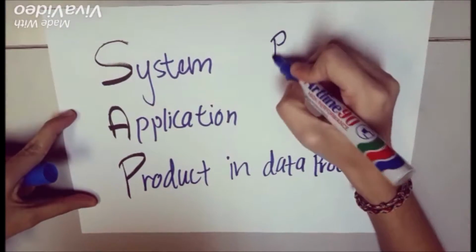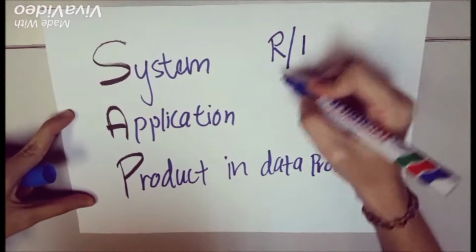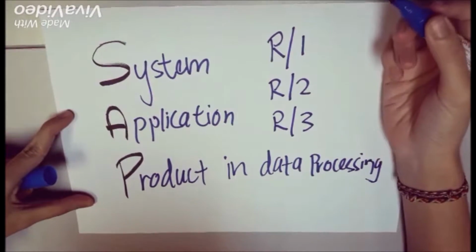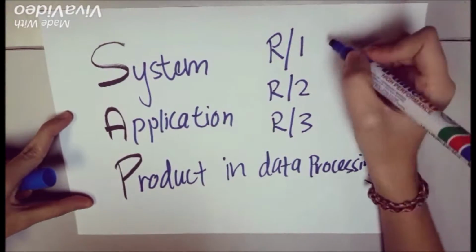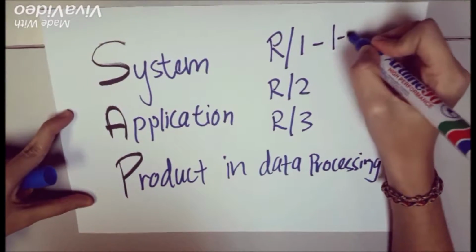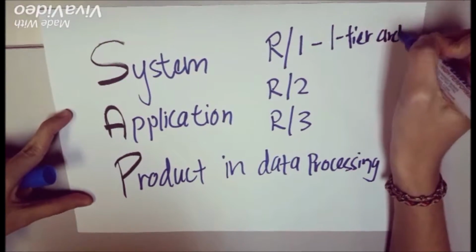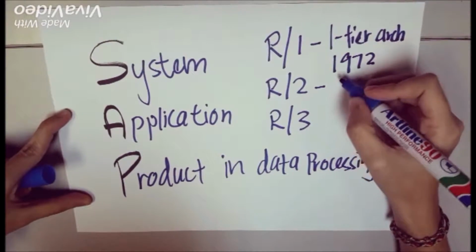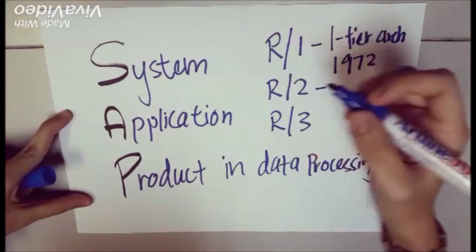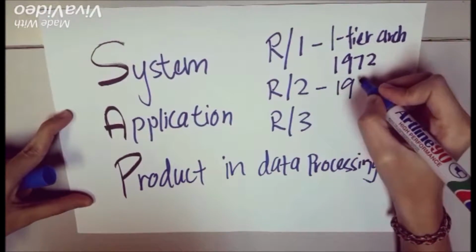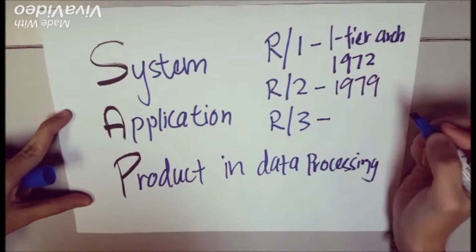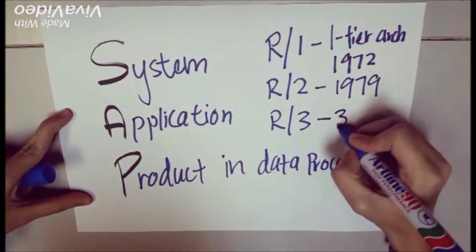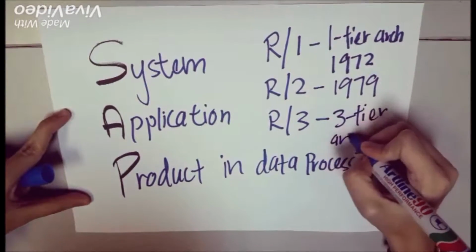The launches were R1, R2, and R3. The R here stands for real-time data processing. R1 is actually only a one-tier architecture, which was launched in 1972. R2, the advanced, second version of SAP, was introduced in 1979. And R3, whose component architecture we are going to talk about, uses the three-tier architecture.